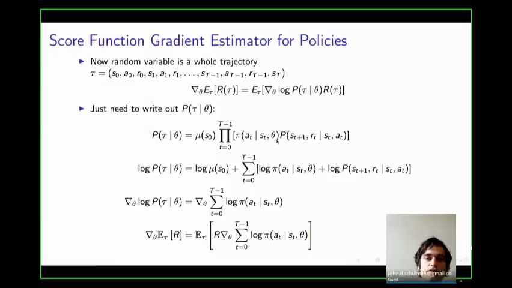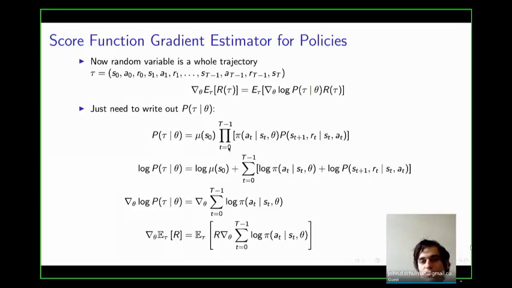When we write out the probability of the trajectory, we can use the chain rule of probabilities to write it as a product of the probability of the initial state, mu of S naught, times the product over time of the probability of the action times the probability of the next state and reward.